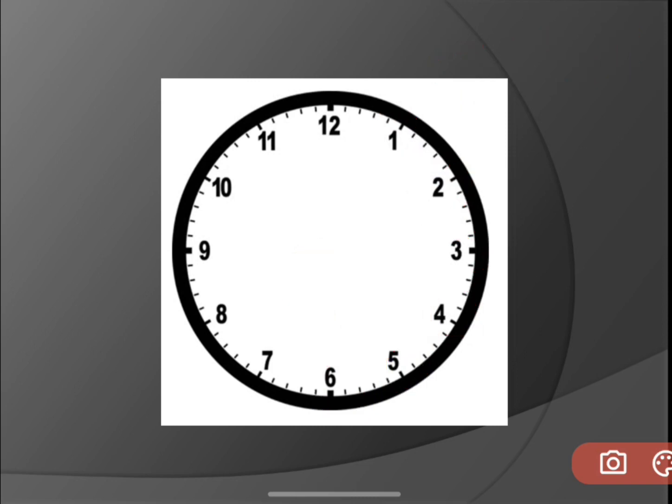For example, if the short hand is on 3 and the longer hand is on 9, then that means it is quarter to 3.